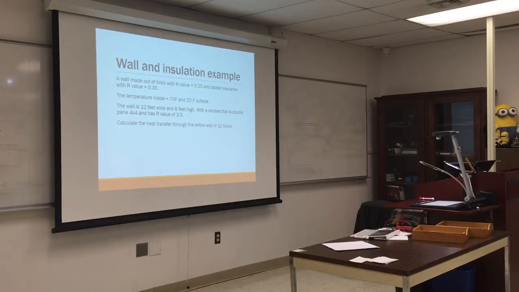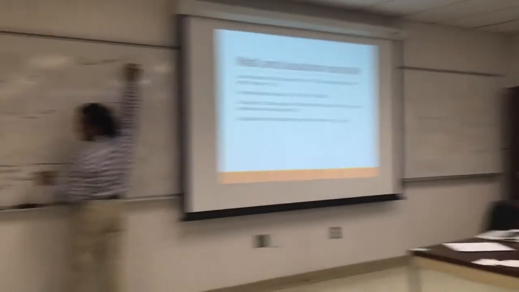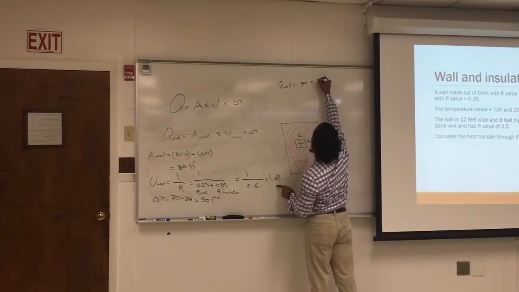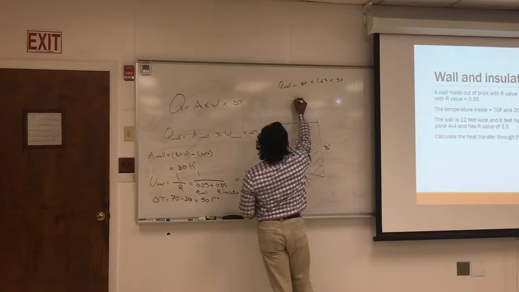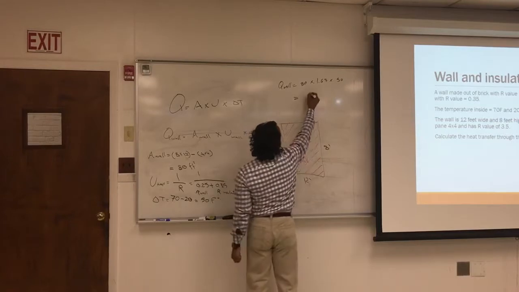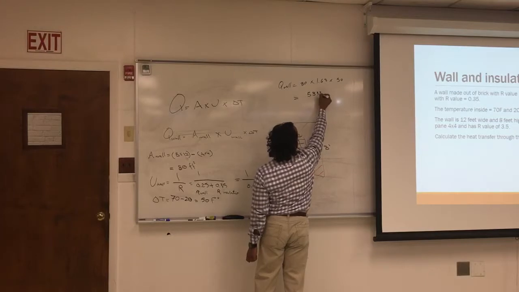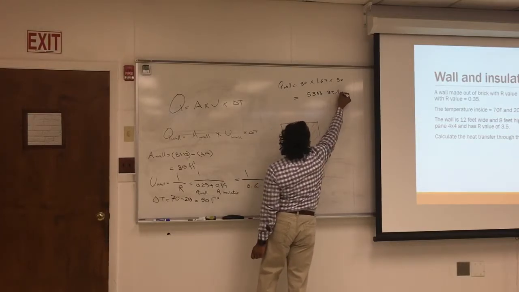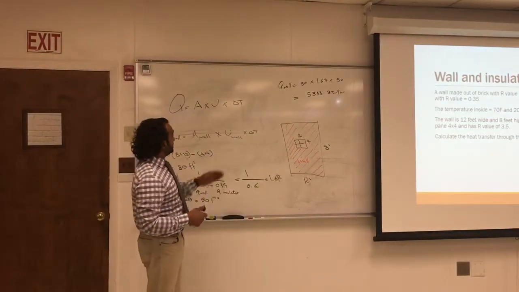Now I just substitute things in this equation. So Q wall equals area 80 feet times U factor 1.67 times 50. What do I get? 5,333 BTU. Am I done? No, you've got to do the window, right? So I'm going to do the window.